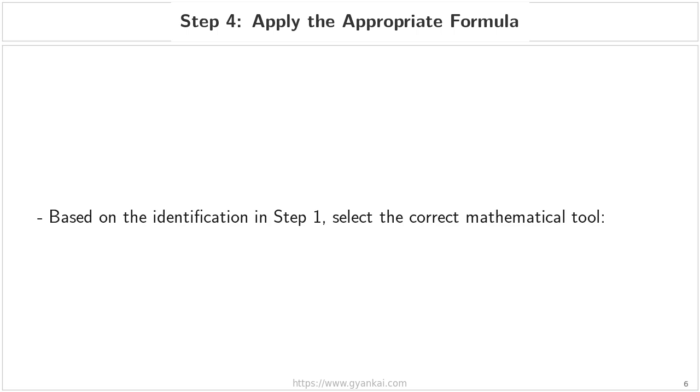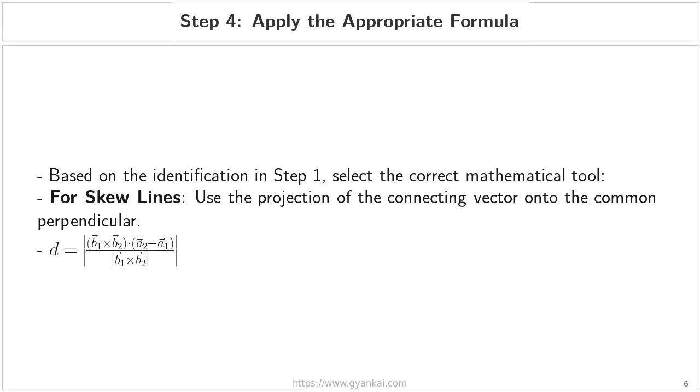Step 4. Apply the appropriate formula. Now that we have identified our line types and extracted all our necessary components in the previous steps, we reach Step 4. This is the most critical part of the process, selecting the correct mathematical tool based on the identification we made back in Step 1. First, let's look at the case for skew lines.